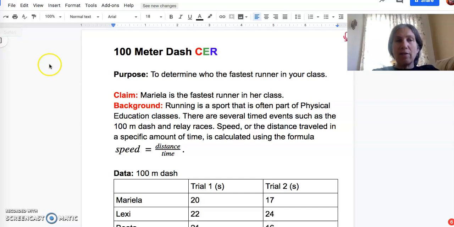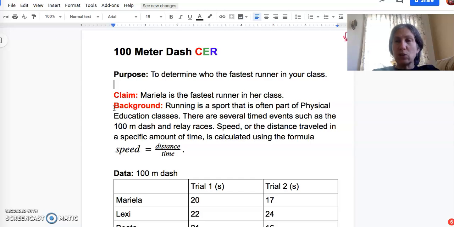Typically you'll have either a purpose or a focus question. In this case, the purpose is to determine who is the fastest runner in your class. You make an initial claim. For example, maybe you think Mariella is the fastest runner in her class. So you make an initial claim, and then you're going to write some background.